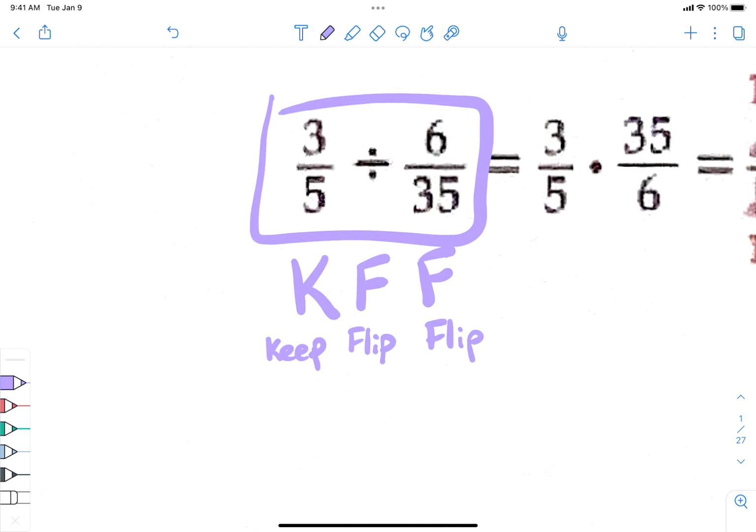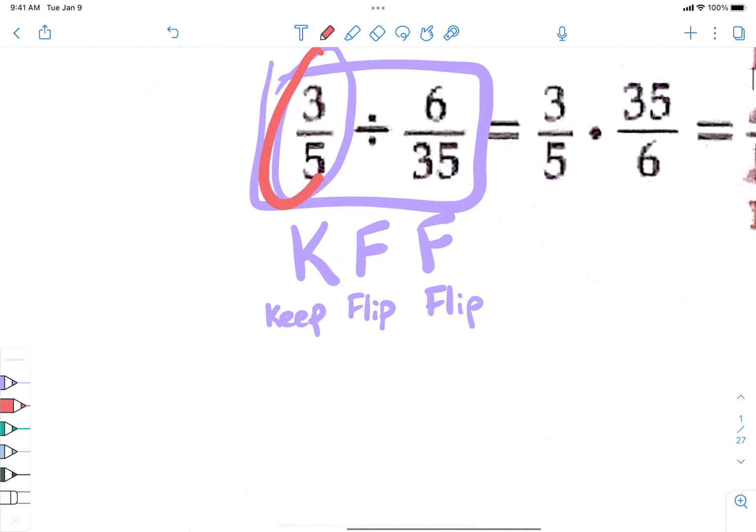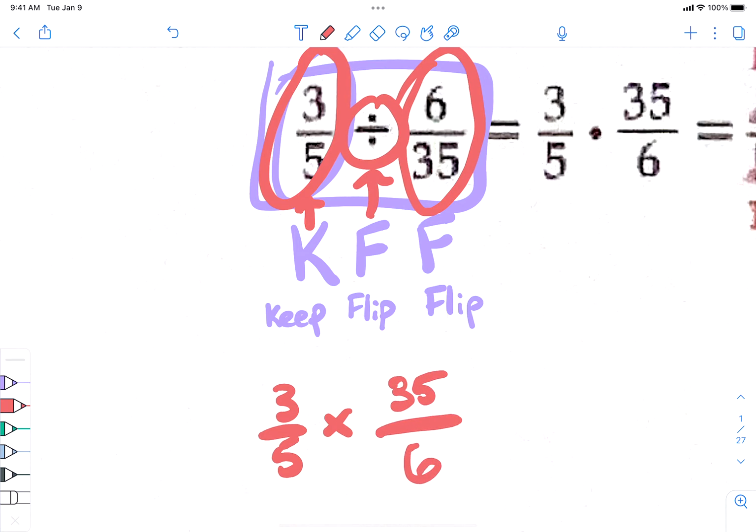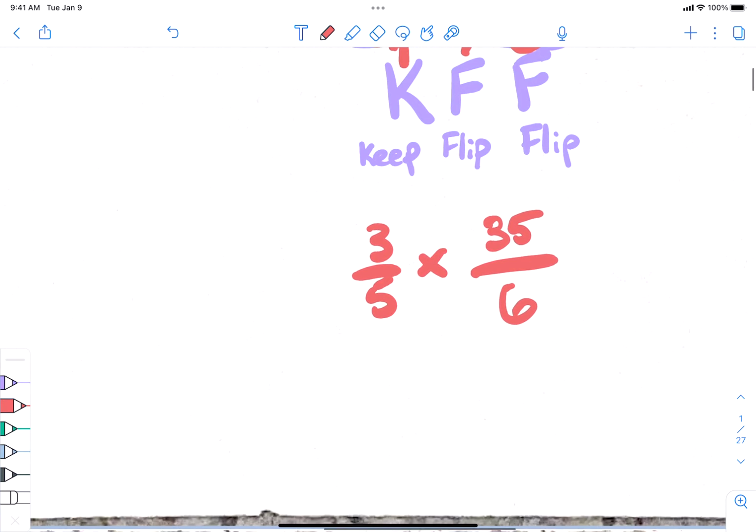So the part that you keep is the 3/5. He stays the same. That's the keep part. The flip part is the division. What does it flip to? Multiplication. Division gets flipped to multiplication. And then I flip this one. 6/35 becomes 35/6. And then we just do exactly the same thing as what we did before, okay?